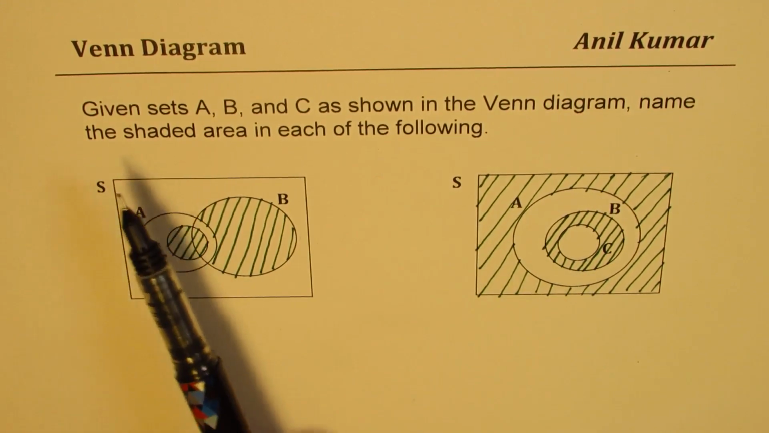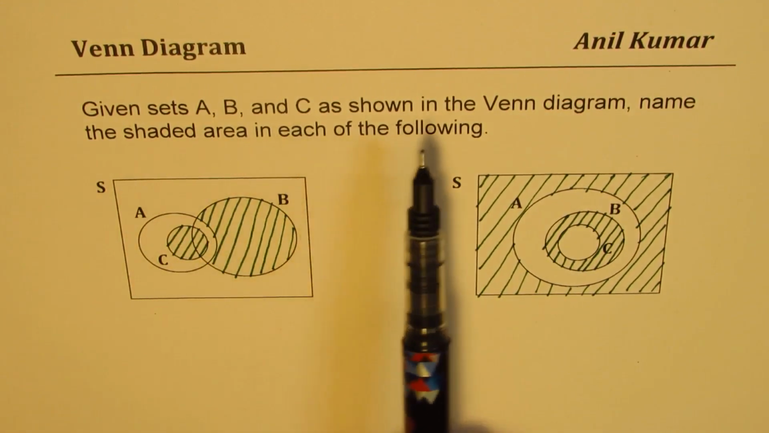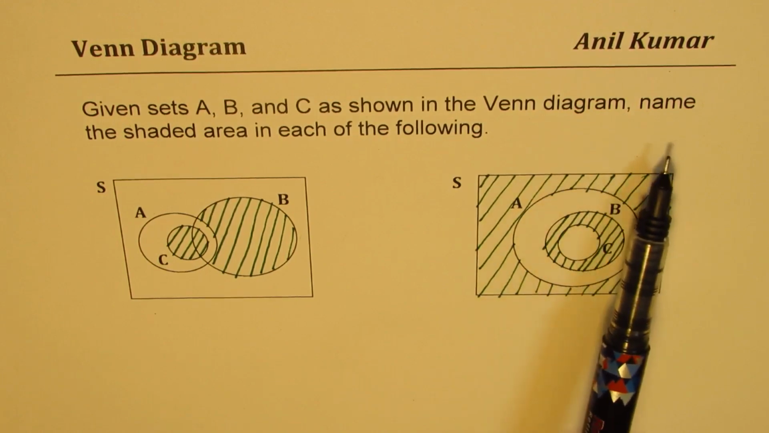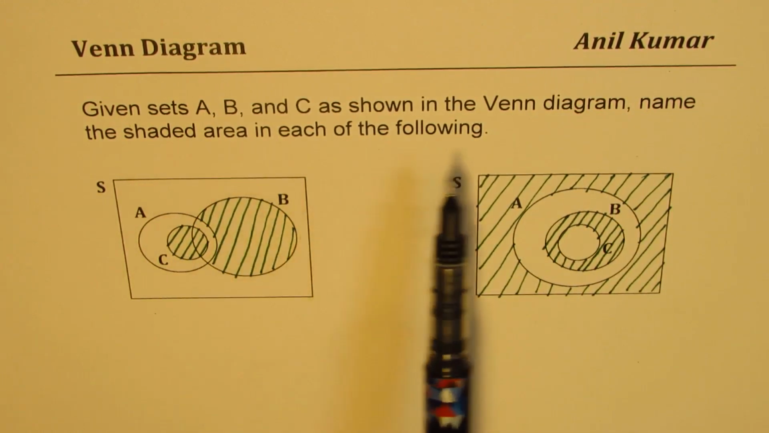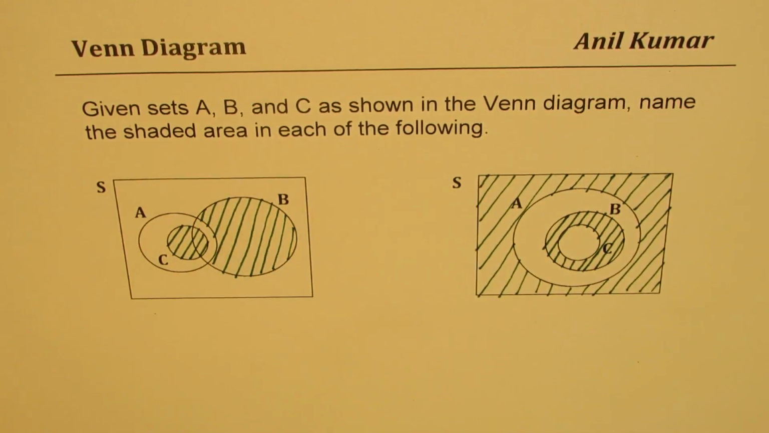Now the question is, given sets A, B and C as shown in the Venn diagram, name the shaded area in each of the following. So have a good look at it and try to name the shaded area. Perfect. Okay, so let's begin with the first question now. I hope you have seen both of them very clearly. And now let's see how to shade and how to read the shaded portion. Rather, let's begin with this one itself.